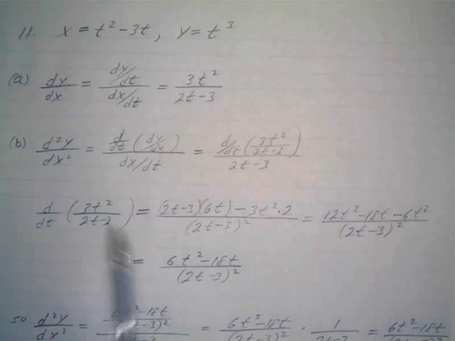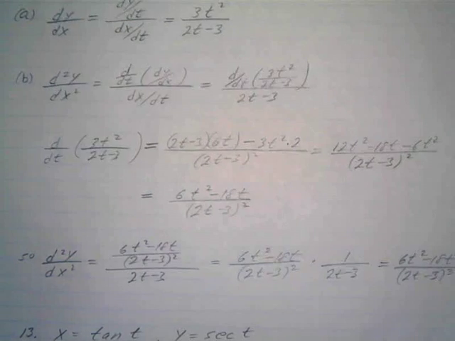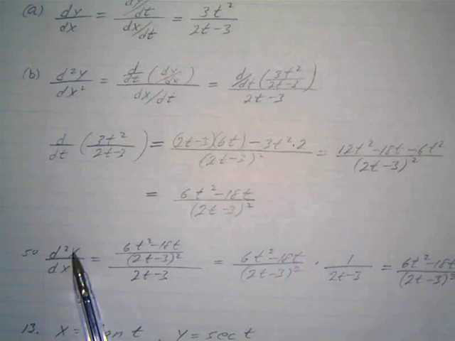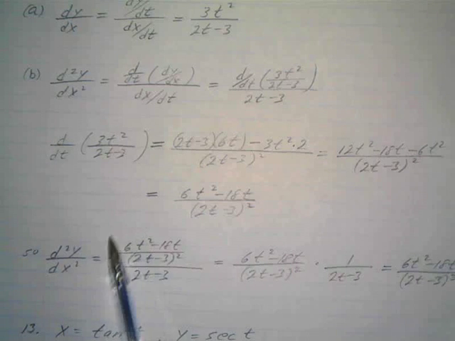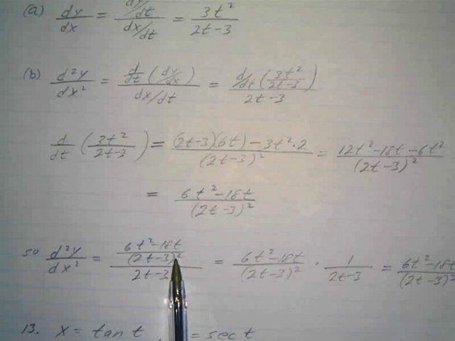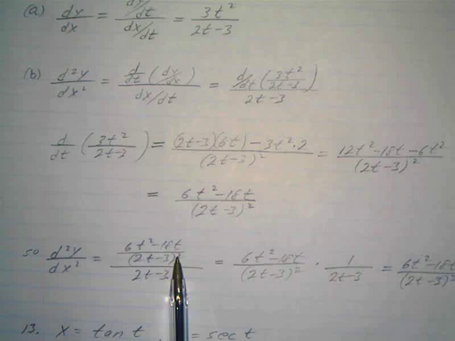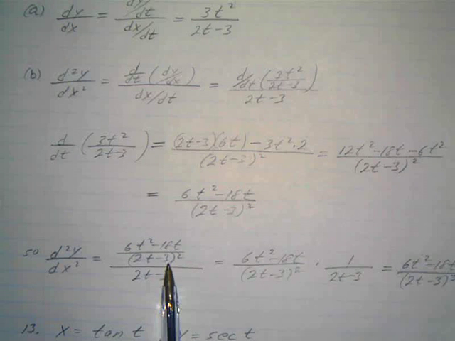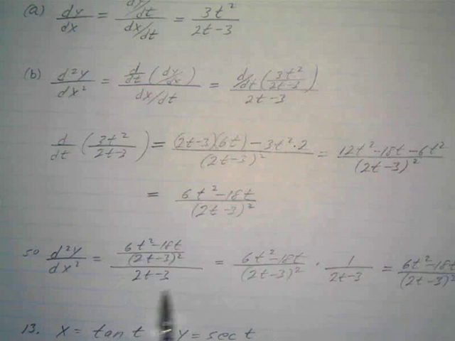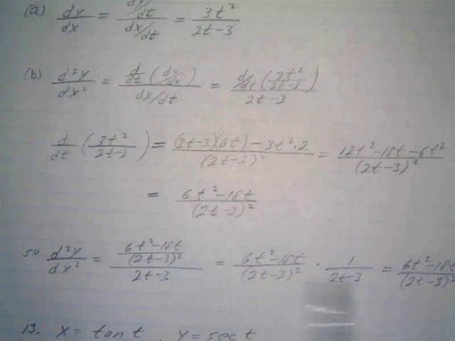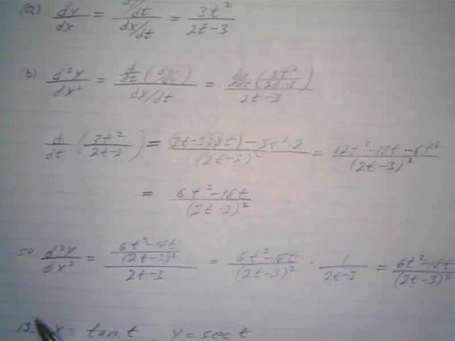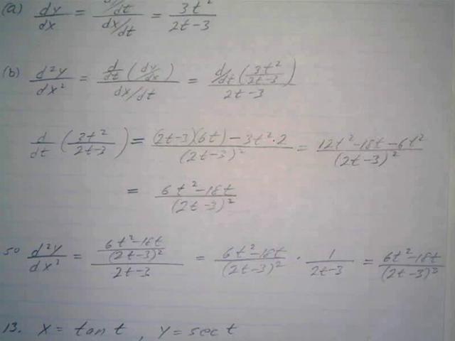So we put it back into the work up here. So d squared y/dx squared equals, this is the numerator, that's the derivative with respect to t of dy/dx. And then this is dx/dt. And then we could just invert and multiply like this, and this is what we end up with. So some algebra there, but just to simplify it.